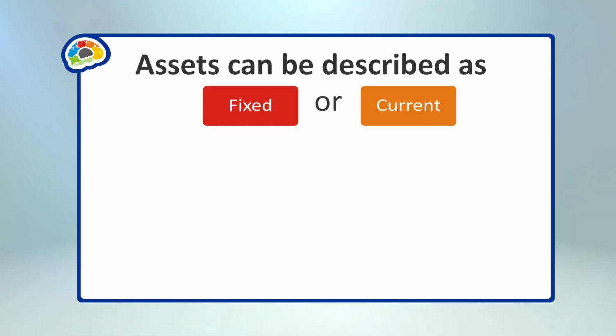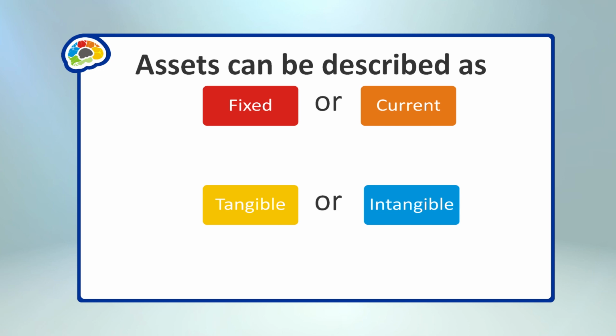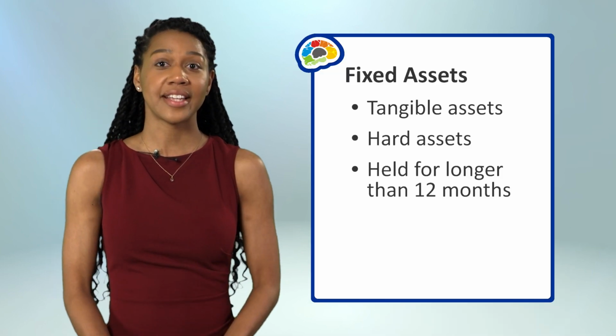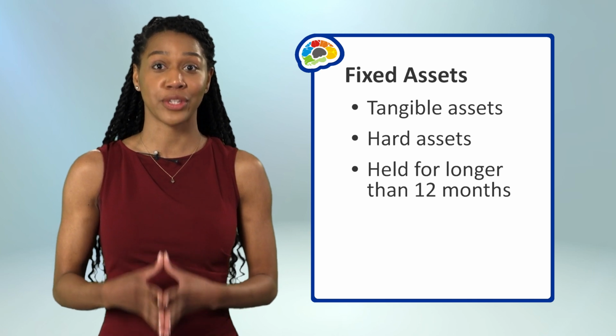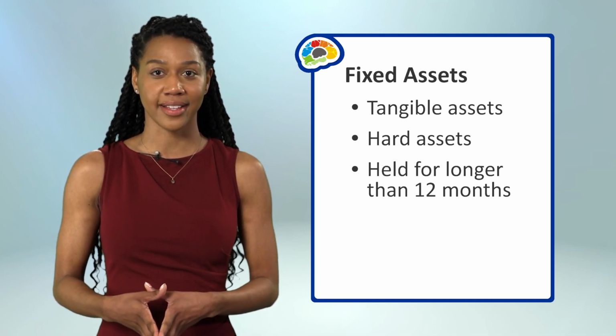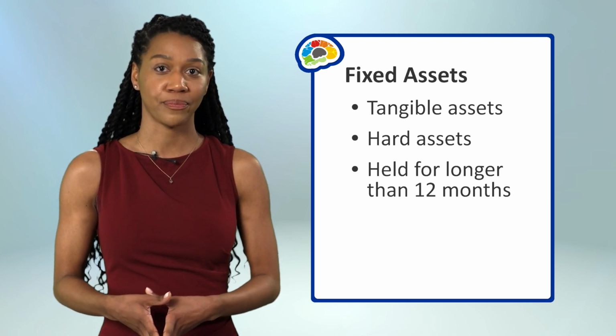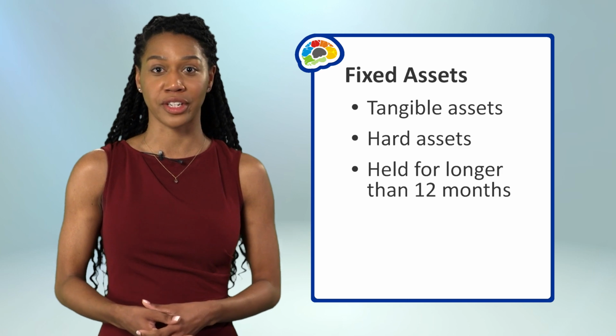Another thing to know about assets is that they can be described as fixed or current, tangible or intangible. Fixed assets are held for a long time, 12 months or more. Current assets are those that are generally used within 1 year. Tangible assets are physical, and intangible assets are non-physical. It's important to remember the distinction between fixed and current when you're looking at accounting reports. Fixed assets are also tangible because they are physical. They are also referred to as hard assets. They are fixed because they are held for long-term use, to produce goods and services. They're not likely to be converted to cash within 1 year.